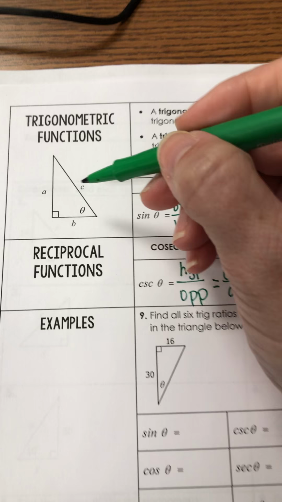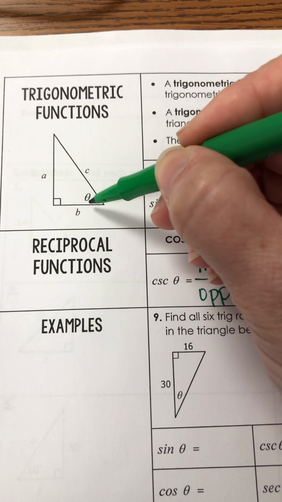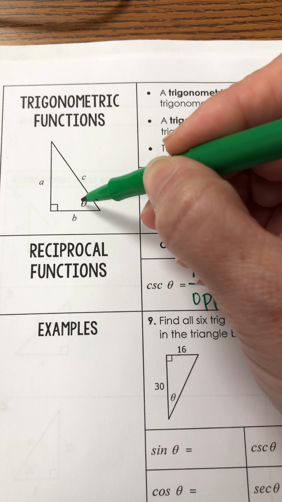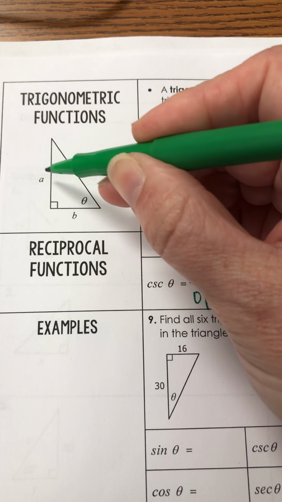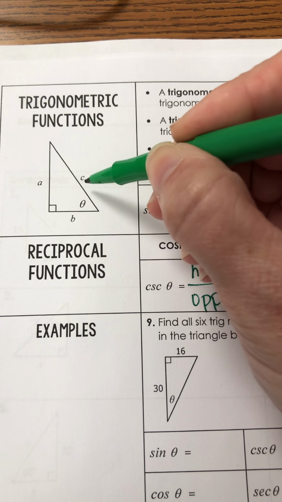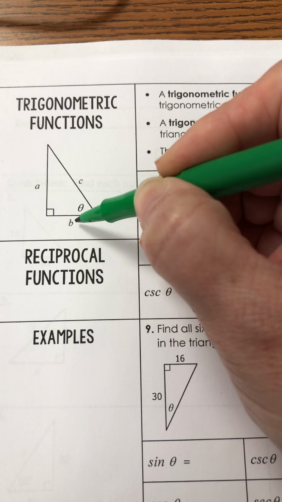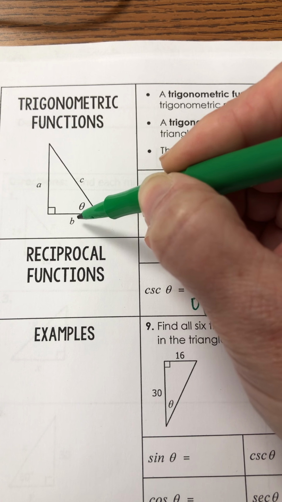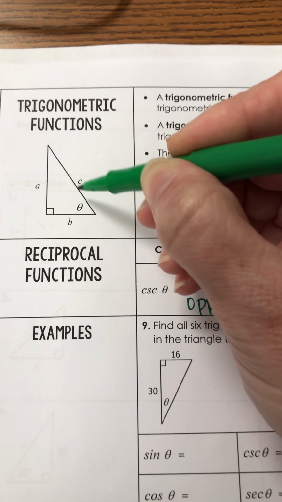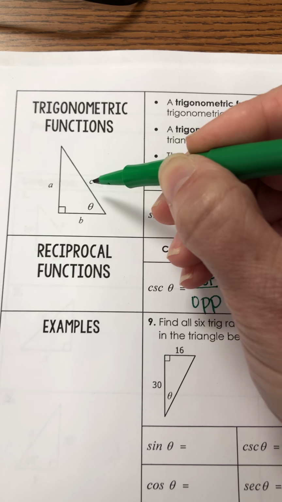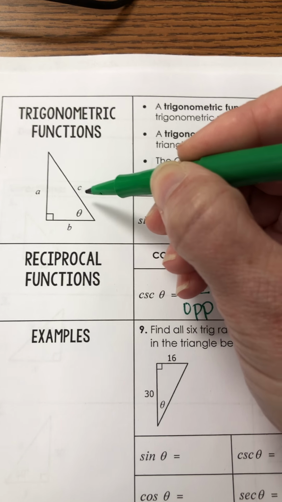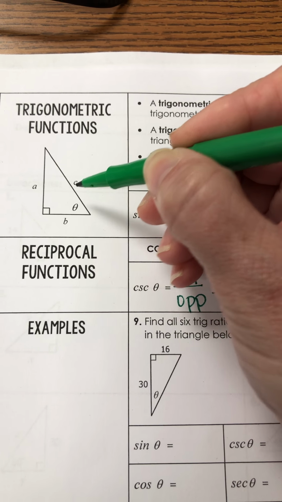So let's go over here and look at this triangle right here. Here's theta. Now what is directly across from theta is A. The hypotenuse, of course, is C, and B is going to be adjacent to theta. Now, you're probably thinking C is also adjacent to theta, and you're correct, but C has a more important role, and that's the hypotenuse, okay?